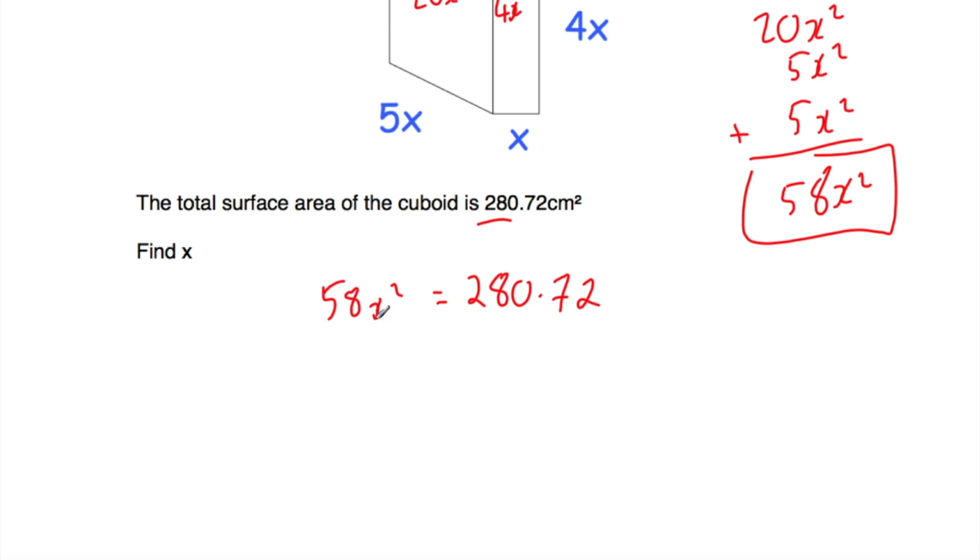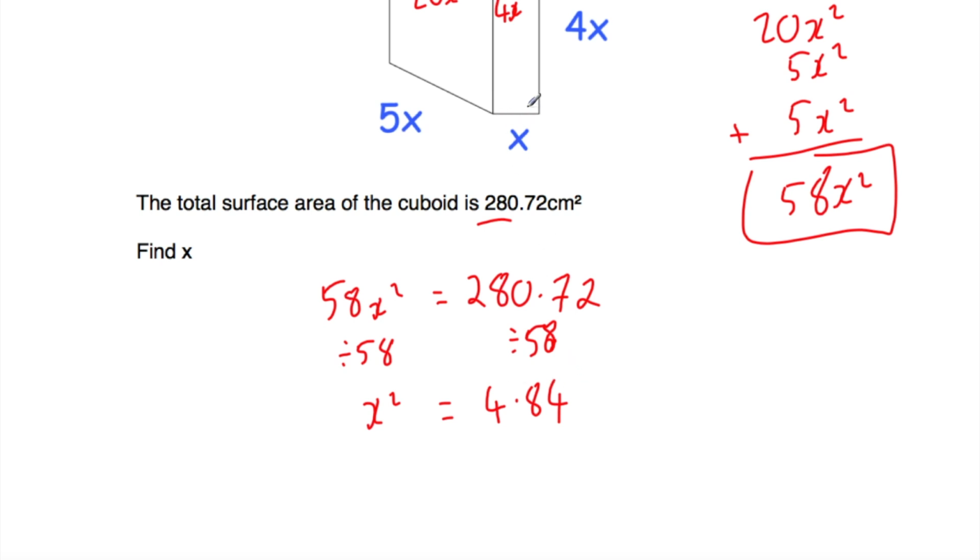So we've got 58x squared. We want to get rid of the times by 58, and then we want to get rid of the squared. So let's divide both sides by 58 to begin with, and that will get rid of the times by 58. So on the left hand side, we'll be left with x squared. On the right hand side, we've got 280.72 divided by 58 is equal to 4.84. Okay, so that's fantastic. We've now got x squared equals 4.84.